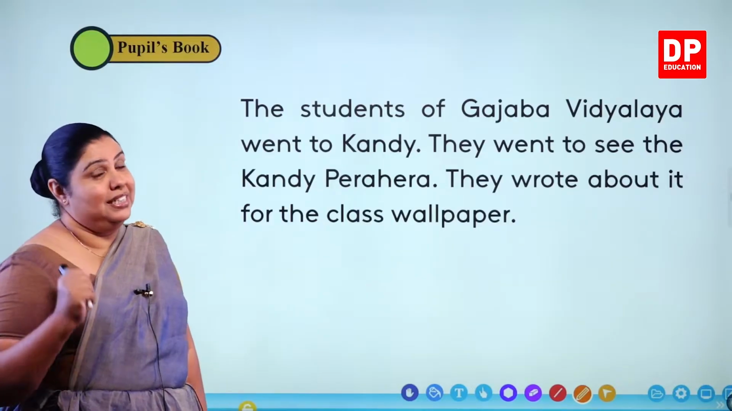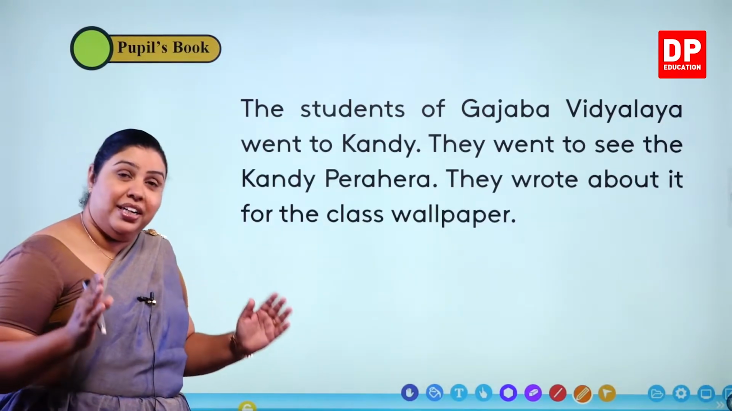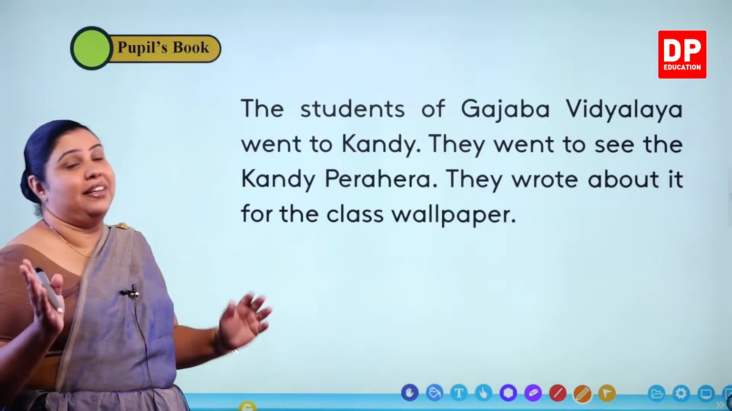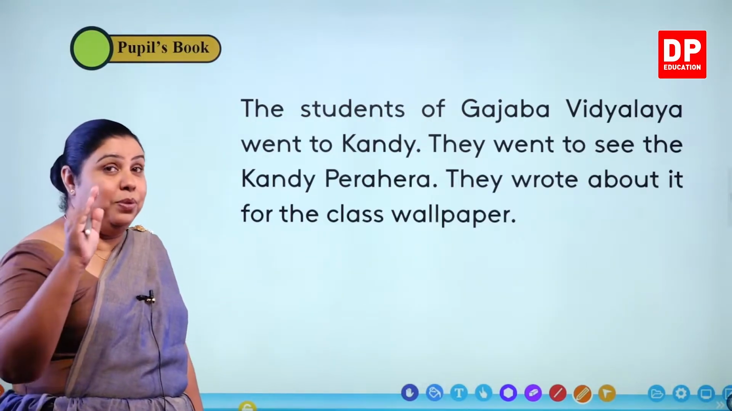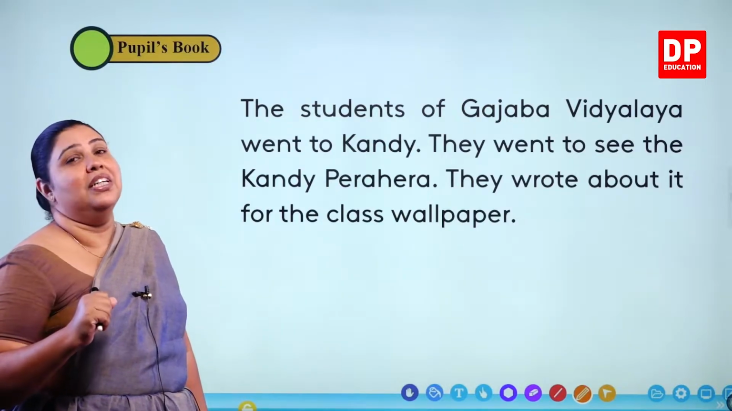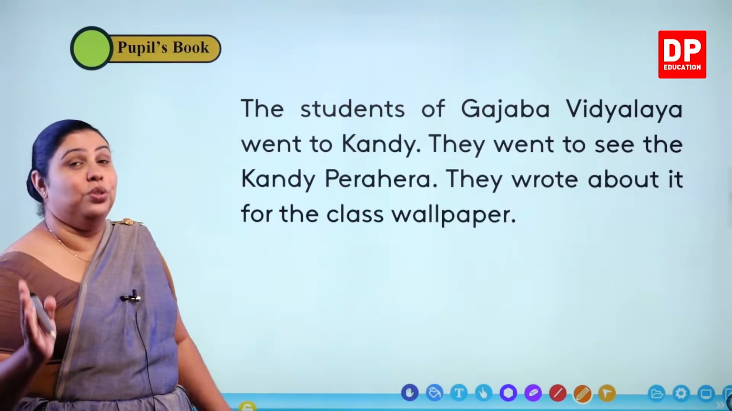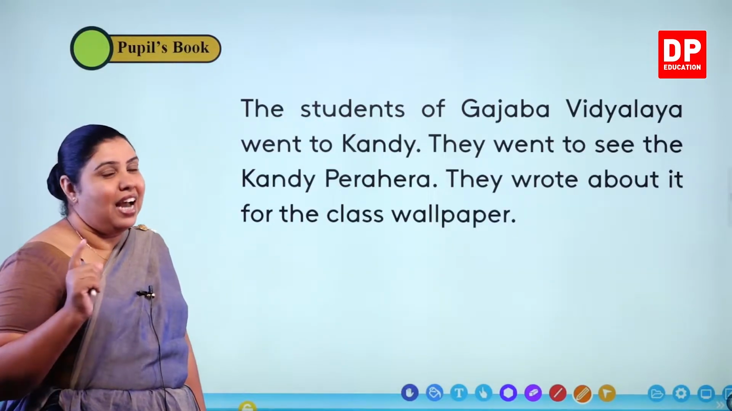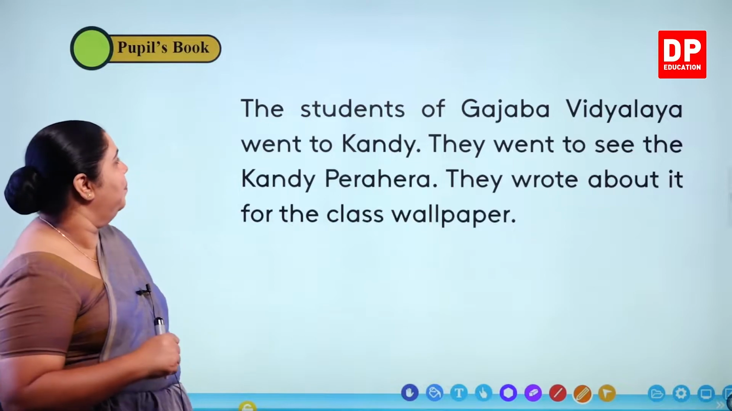Everybody must listen to the teacher, try to understand, and we are going to find the question words and the answers. Okay, and we are going to talk about the Perahera. It's a beautiful traditional pageant, and I have brought you so many beautiful pictures as well. Let's read and start our lesson like this.